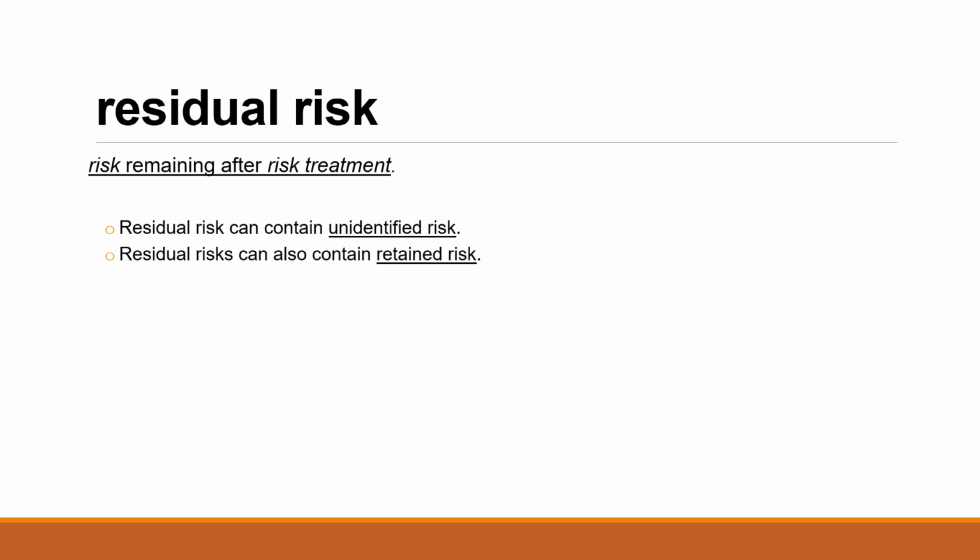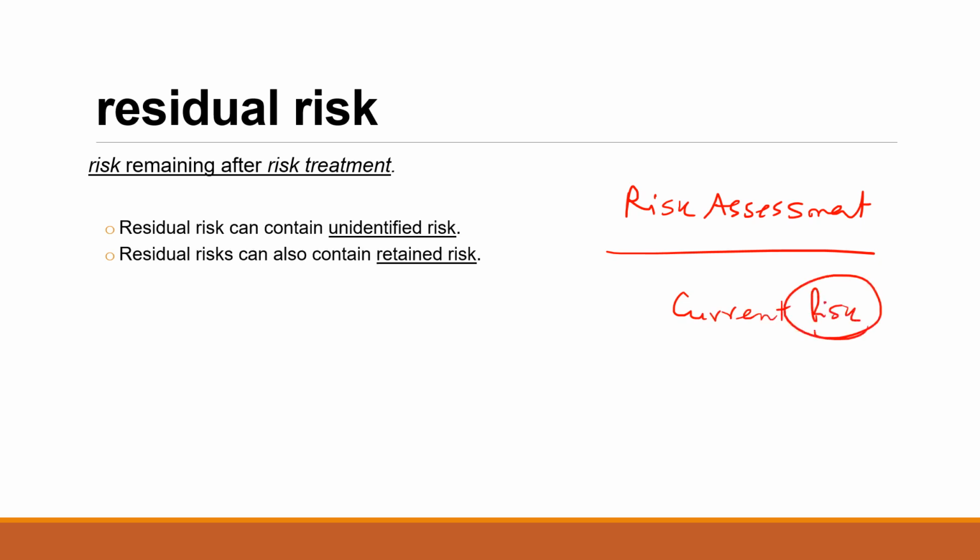So when you do the risk assessment, you will get a risk, what we call the current risk. Whenever you are doing the risk assessment, that is the current risk. Now, if this assessment has been done before putting any control, that's what you call inherent risk.